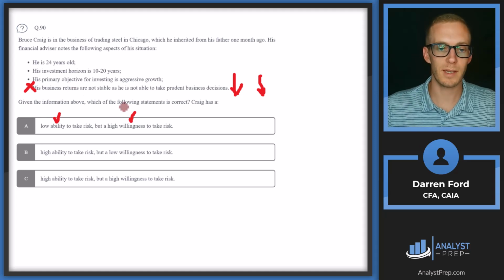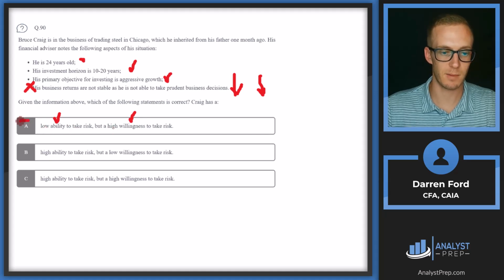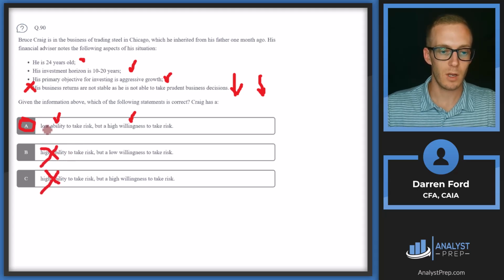And then from a willingness standpoint, he's young, long time horizon, objective is aggressive growth. So I'd say his willingness is high, but ability is low. So for A, we've got low ability, high willingness. That's going to be our answer. B, high ability, we can rule out for that. And C, high ability, we can rule out for that. So we'll go with answer A.